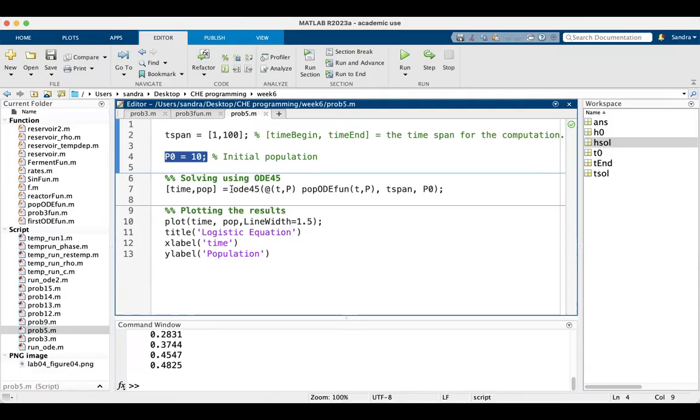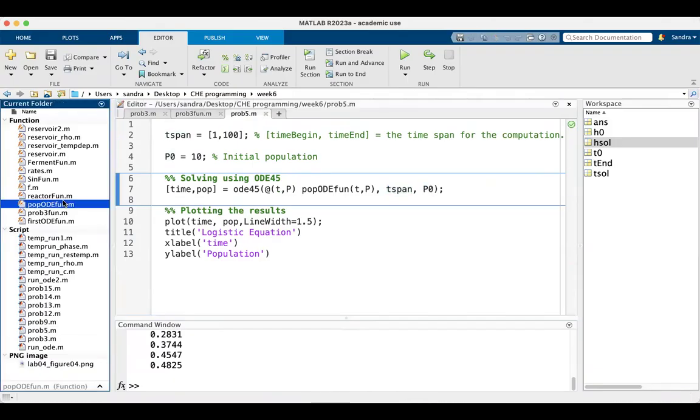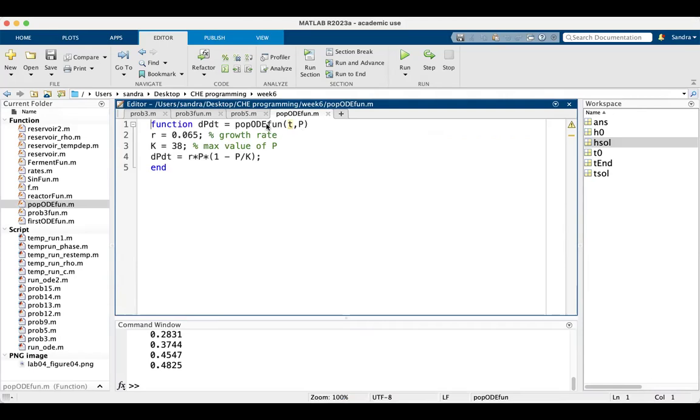So now we have the ODE45. You call this function, that is pop ODE fun. T span is given as 1 to 100 and P0 is nothing but 10. Now we'll just see what the population ODE45 function is. It has a constant r equal to 0.65, which was given to you in the question. K is equal to 38. That is also given to you in the question.